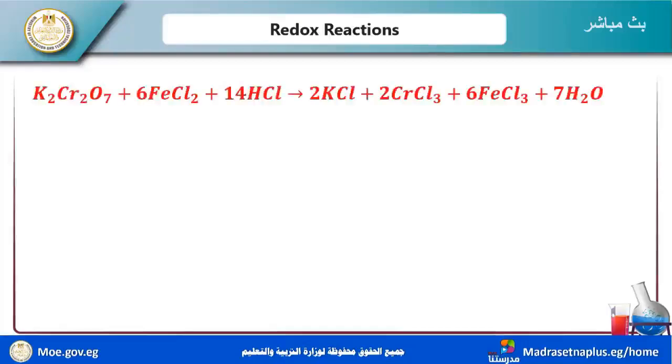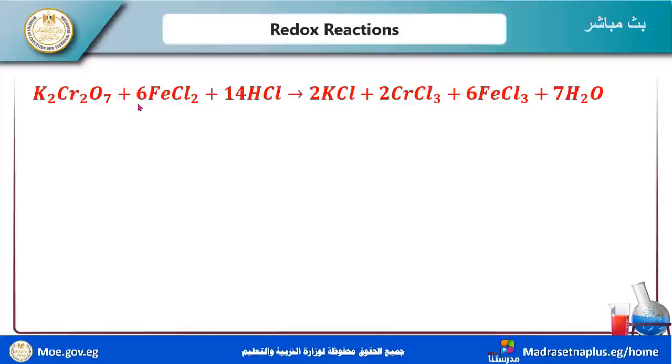We have this example, this equation: K2Cr2O7 plus 6FeCl2 plus 14HCl. The products are 2KCl plus 2CrCl3 plus 6FeCl3 plus 7H2O.